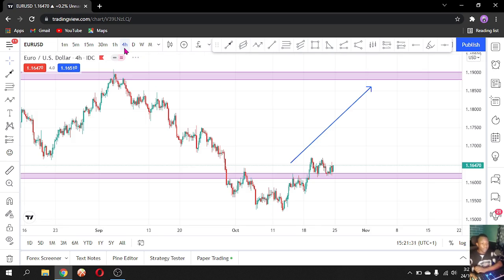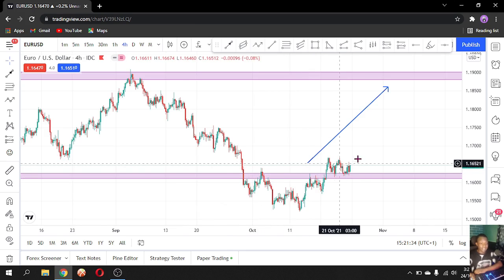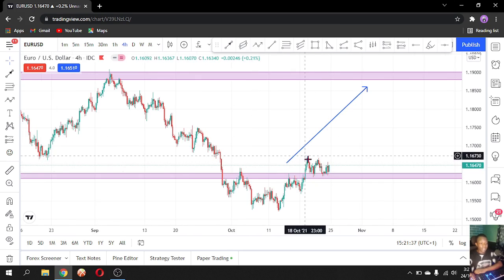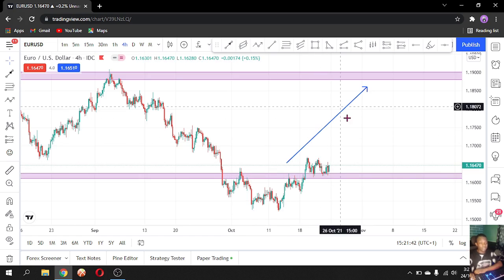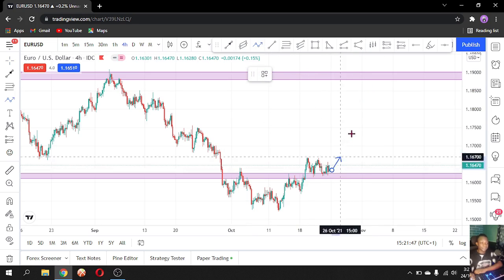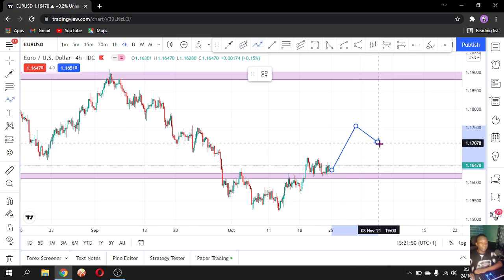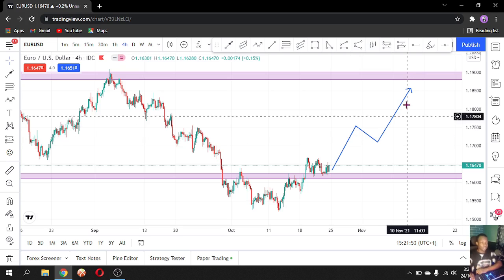If we go back to the 4 hour time frame, we can see that price has broken this resistance and came back for a retest for the second time here, and we think price will continue to push up. We remove this and we draw our pattern. We think, yes, Euro USD will push up to this resistance.